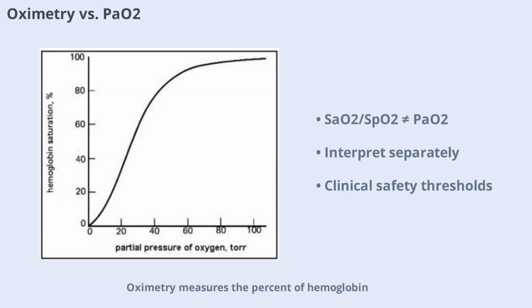Oximetry measures the percent of hemoglobin saturated with oxygen, SO2 or SpO2, while PaO2 is the partial pressure of oxygen in arterial blood. These are not the same. For example, a PaO2 of 55 mm Hg is a critical threshold for stopping exercise, but an SpO2 of 55% would correspond to a dangerously low PaO2. Always interpret SpO2 and PaO2 separately and understand their clinical significance.